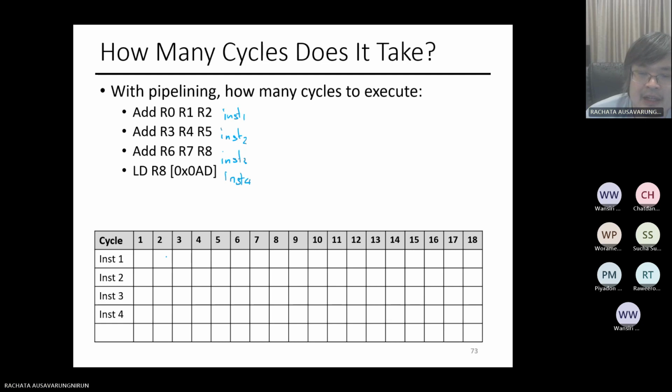Each one of these will have to go through fetch, decode, execute, memory, write back. So instruction 1 goes through fetch, decode, execute, memory, and write back. Instruction 2 can start here because no one is using the fetch unit. Then I can do fetch, decode, execute, memory, write back. Fetch, decode, execute, memory, write back. Fetch, decode, execute, memory, and write back.